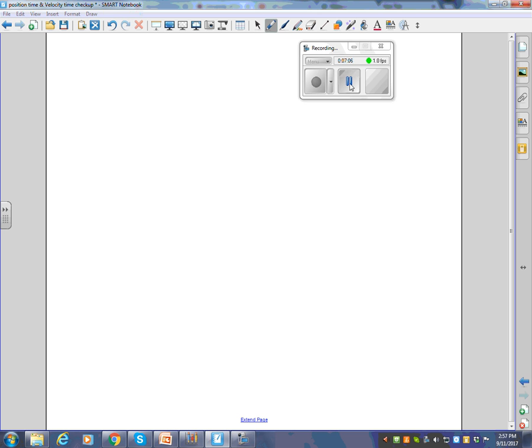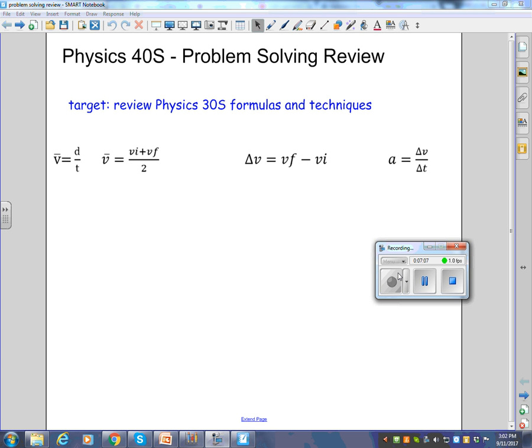We're going to do some questions that you've already seen in grade 11. I just pulled them right off a grade 11 worksheet, so you've seen them already. It's just a review of how to do some problem solving. So that's kind of the target there, right? Review physics 30S formulas and techniques, and those are the formulas. V bar equals D over T, V bar equals VI plus VF over 2, delta V is VF minus VI, and A equals delta V over delta T.